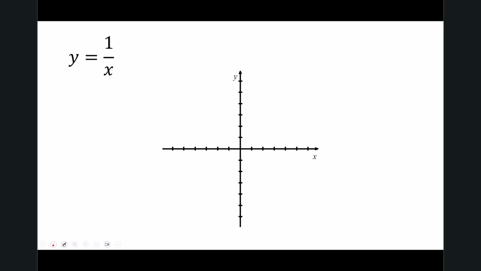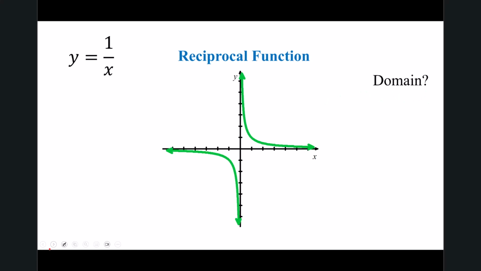The next function in our toolkit is y equals 1 over x. This is called the reciprocal function. And the graph looks like this. It has 2 branches. The domain of this function is all real numbers except for 0. So in interval notation, that looks like negative infinity to 0, unioned with 0 to infinity. The reason why 0 is not part of the domain is because 1 divided by 0 is not defined.